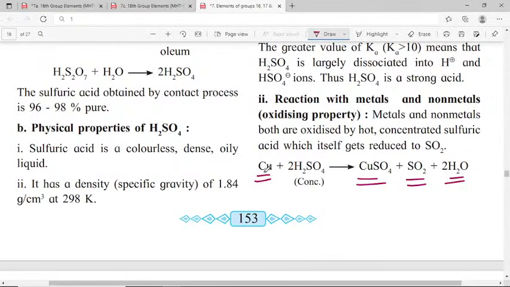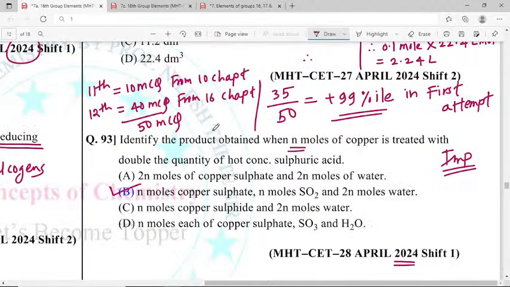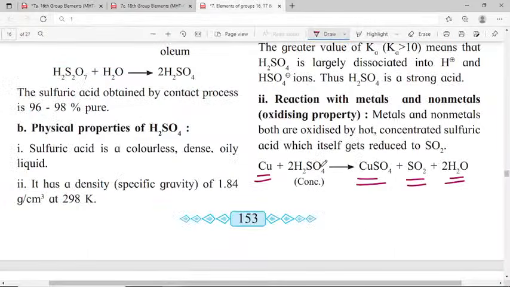So please mention there: copper plus H2SO4 gives copper sulfate, SO2 and water. Okay, n mole of copper reacts with double the quantity of hot concentrated sulfuric acid to give n mole copper sulfate, n mole SO2 and twice n mole of water. This is the reaction actually. Page number 153.